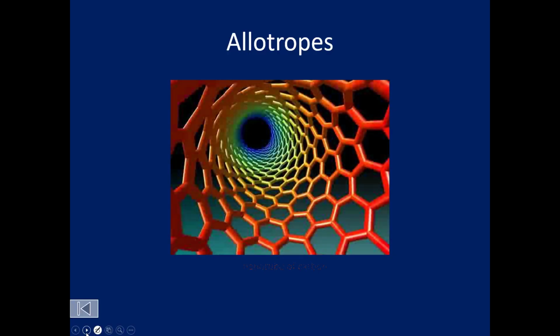So we also have something called allotropes. Allotropes are kind of crazy. They're different versions of the same element, and because they're different versions of the element, they behave in very different ways. And I'm going to go into that in a little more detail.